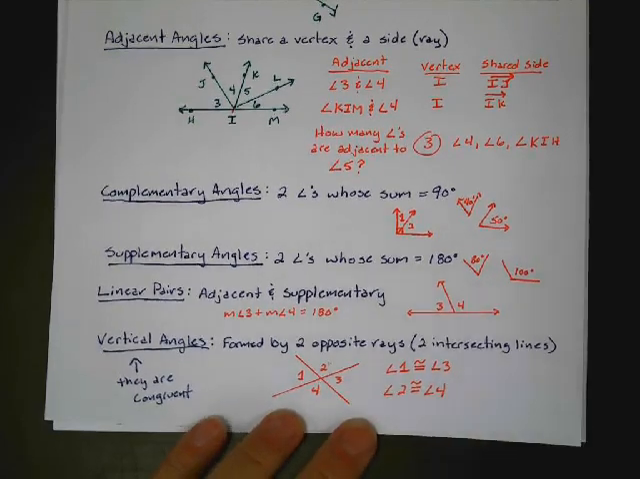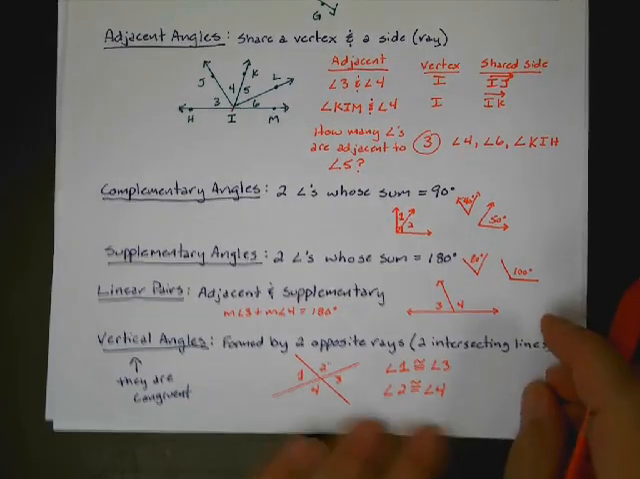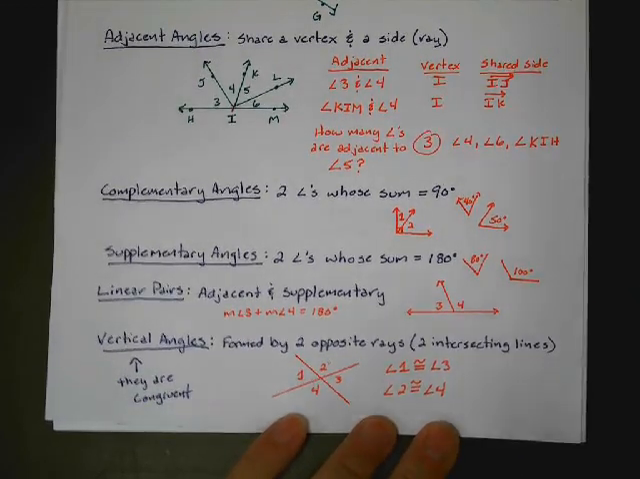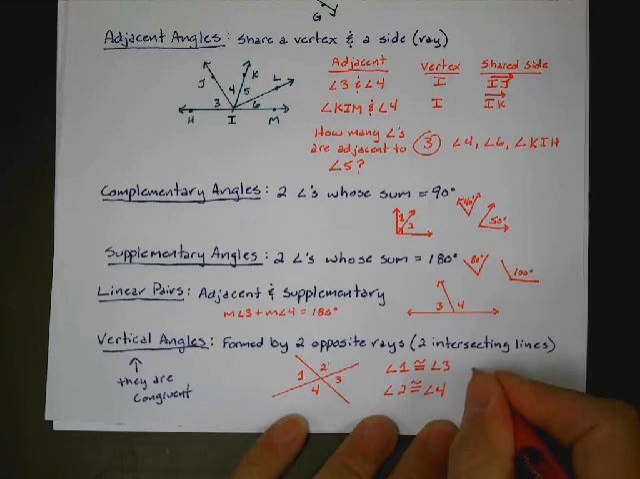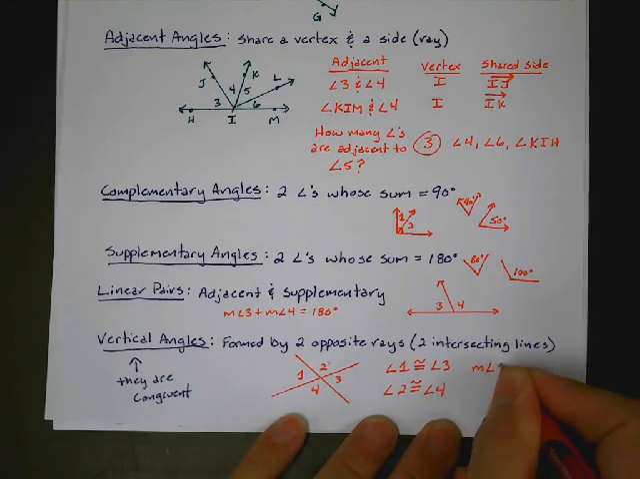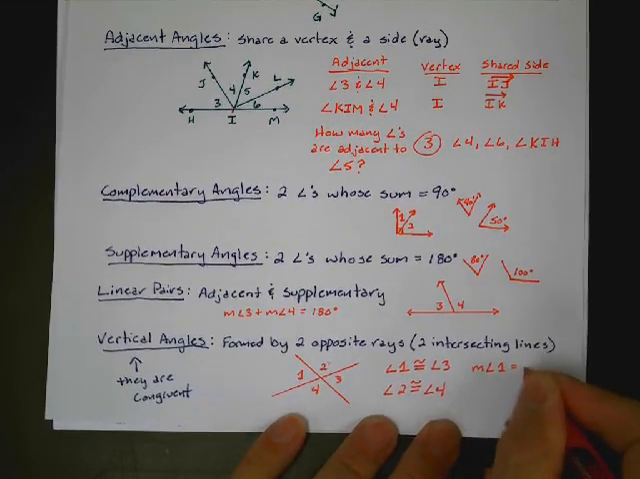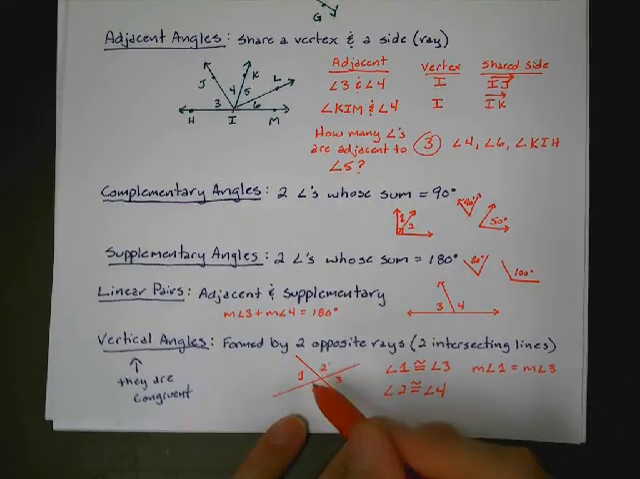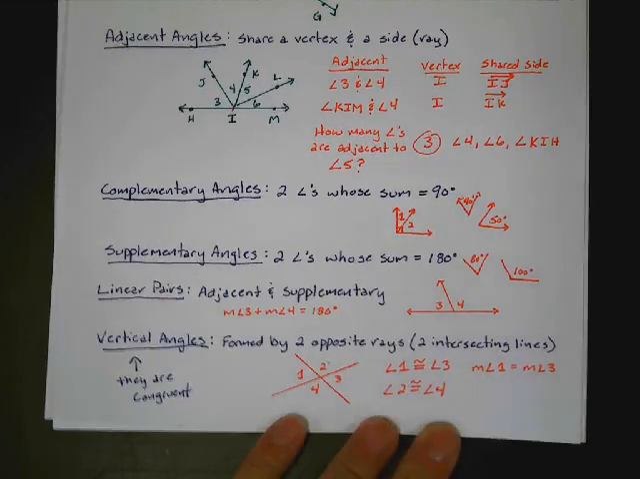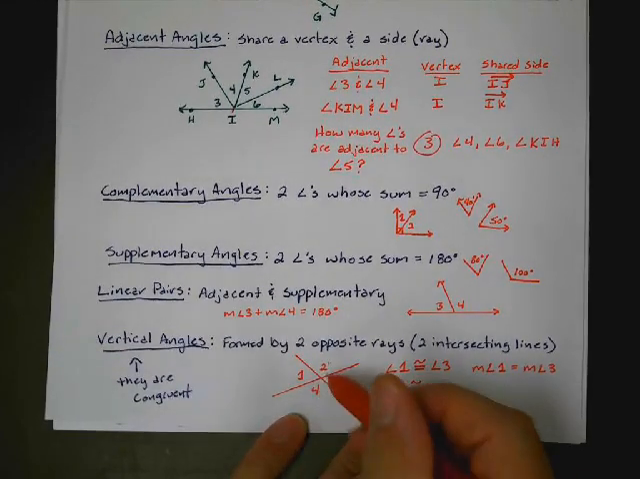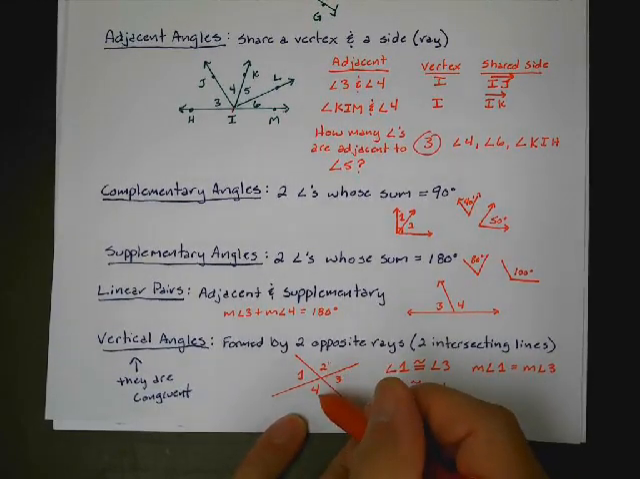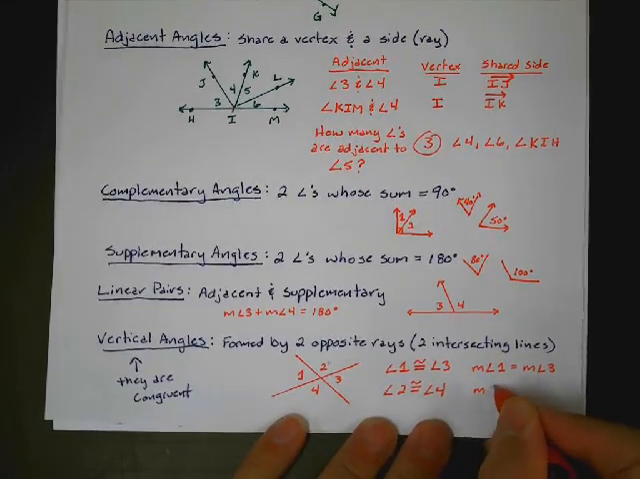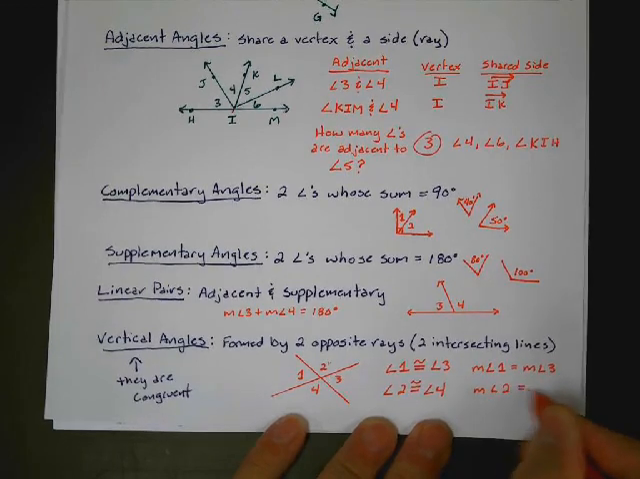Now what's that congruent sign mean? Well, if you remember from last year, the congruent sign means that the measurements are equal to each other. They're not in the same spot, but the measurements are equal. So we could also say that the measurement of angle 1 is equal to the measurement of angle 3. So they have the same degrees. So if this were 70 degrees, angle 3 would also be 70 degrees. If this were 110 degrees, angle 4 would also be 110 degrees. So the measurement of angle 2 would be equal to the measurement of angle 4.